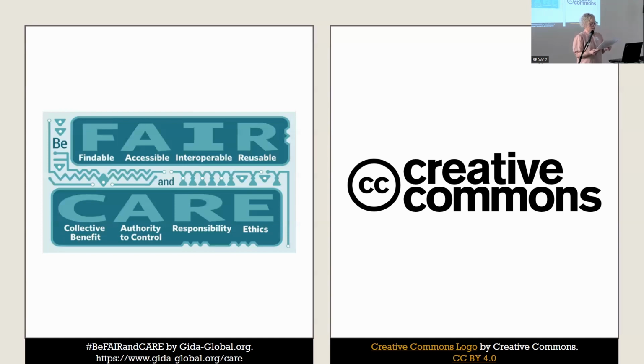R stands for responsibility. Everyone engaged in language work, I hope, wants the resulting materials to be used responsibly for the good of the language community. CC licenses facilitate responsible reuse because they clearly indicate the type of reuse that's allowed.